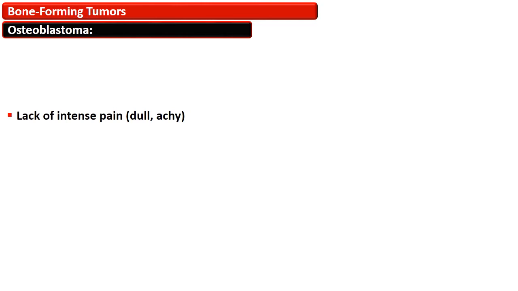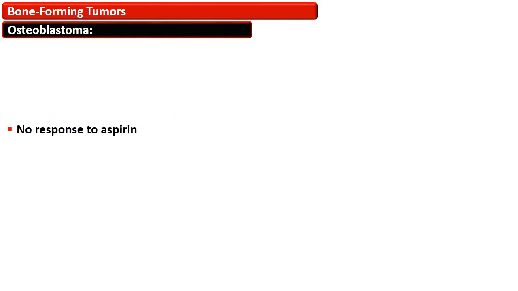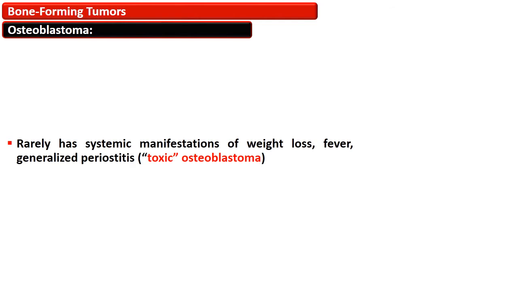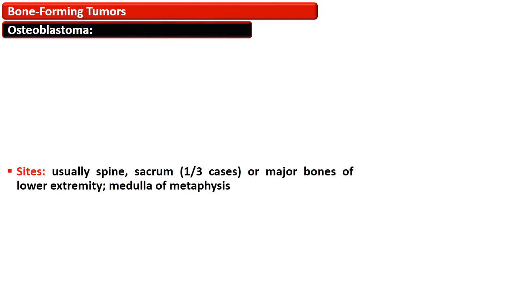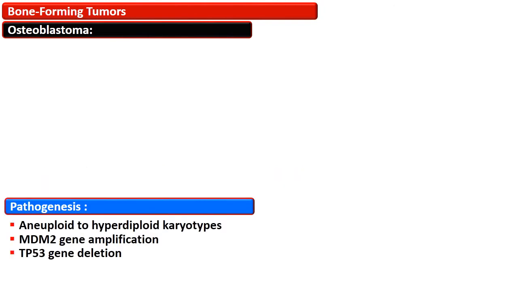The pain in this osteoblastoma is dull and achy, and it is not related to aspirin. Rarely, this osteoblastoma has systemic manifestations of weight loss, fever, and generalized periostitis, and in these conditions it is termed toxic osteoblastoma. The site for the osteoblastoma is usually the spine, while the sacrum is also affected in 1/3 of the cases. The major bones of the lower extremity, medulla or metaphysis, are also affected.